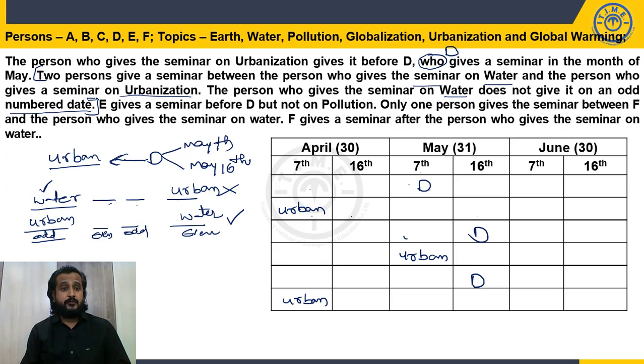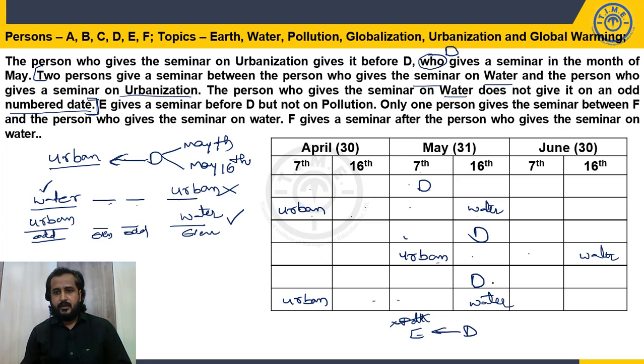But most of the information is completed, right? What is given next? E gives a seminar before D, but not on pollution. Okay, E gives before D. So before D, E will be there. So there are so many possibilities, but it is not on pollution. Keep this in your mind. And urbanization is there. So after urbanization, 2 gaps, I can fix water.